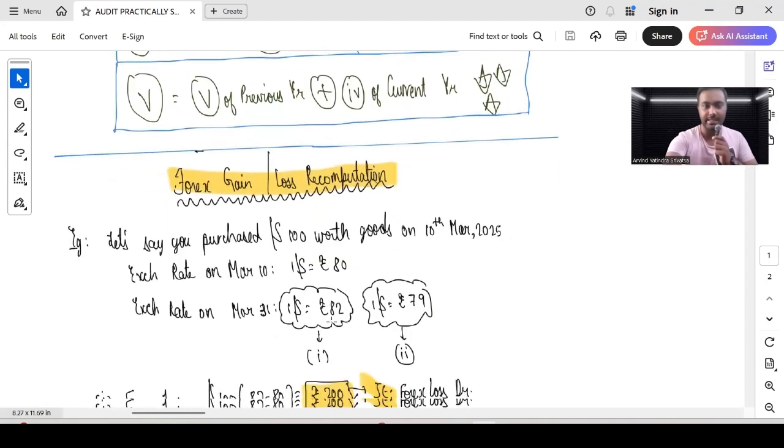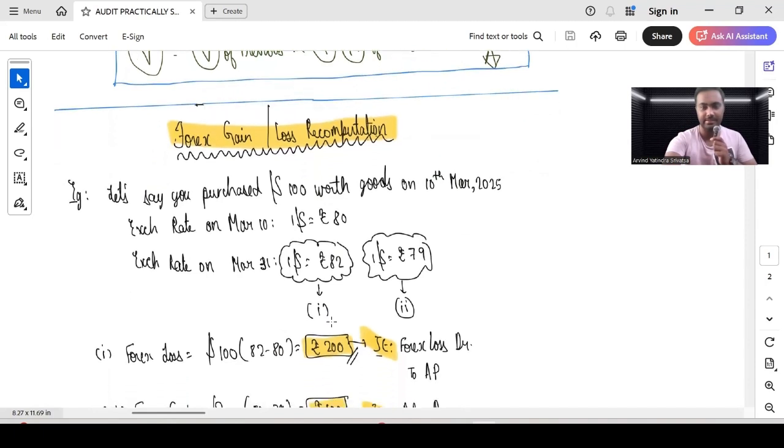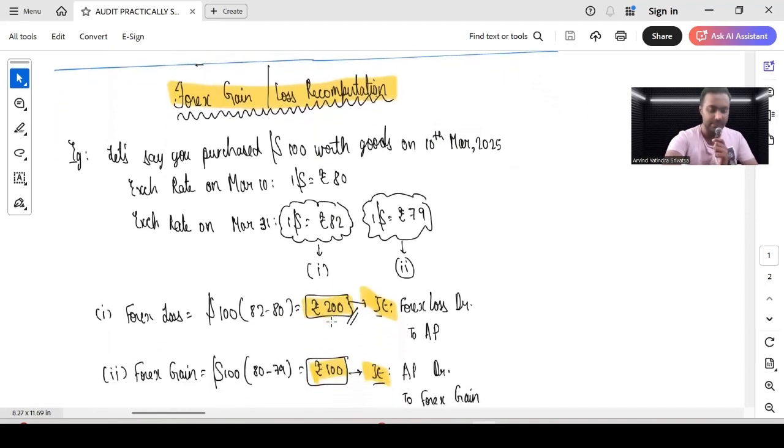Next, forex gain or loss recomputation. Very simple, guys. Again, a very small concept. Let's just wrap this up. Let's say you purchased $100 worth of goods on March 10, 2025. Let's say the exchange rate on March 10 was $1 equal to 80. Let's say the exchange rate on March 31 is $1 equal to rupees 82. The first scenario: the dollar has become stronger as against the rupee. So this would lead to a loss for you because you need to shell out more from your pocket than you initially expected. So the forex loss would be $100 into 82 minus 80, which would be rupees 200.